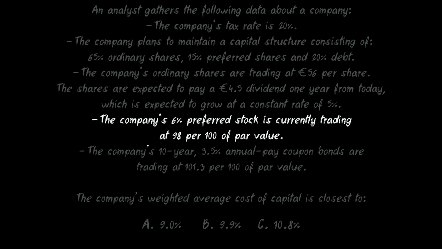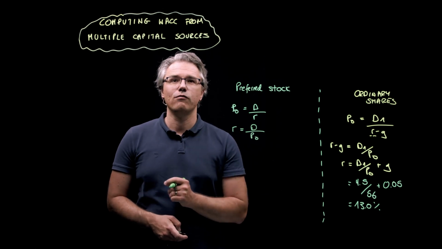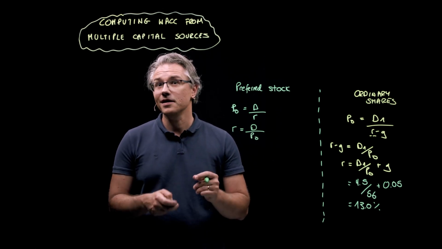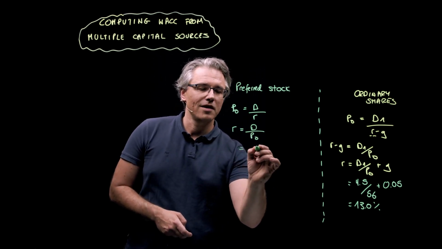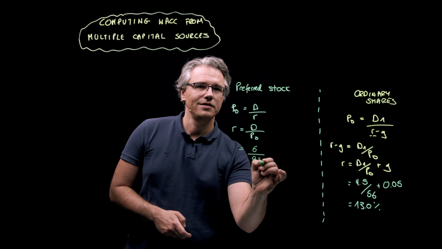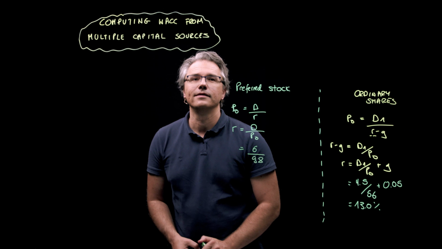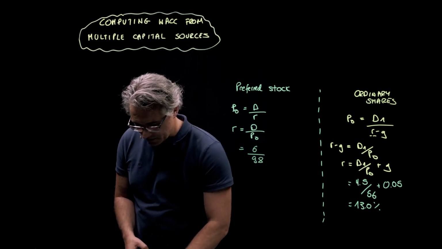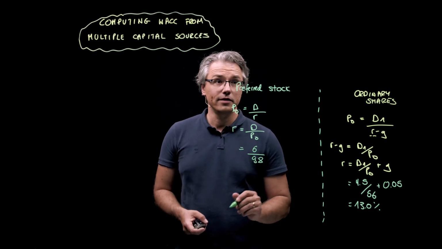Let's check the scenario. The company's 6% preferred stock is currently trading at 98 per 100 of par value. So the dividend rate is set at a constant 6% of 100, i.e. 6, and the share price is 98. So let me write this down, 6 over 98. And if we do this on the calculator, 6 divided by 98 gives a result of roughly 6.1%.